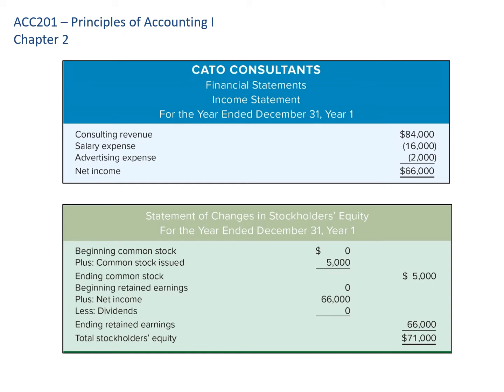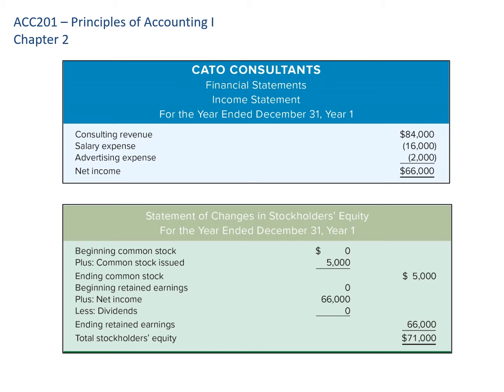The next one here we have is a statement of changes in stockholders' equity. That's the one we do second. So in this case, they began the year with 0 common stock and they issued 5,000 worth. So that's where they end with common stock. The other category of stockholders' equity, retained earnings, they started with 0. They had $66,000 of net income. That boosts retained earnings. They had no dividends that they paid, so they ended at 66 for a total of 71. So I needed the net income from the income statement to be able to do the statement of changes in stockholders' equity. So that's why I had to do them in that order.